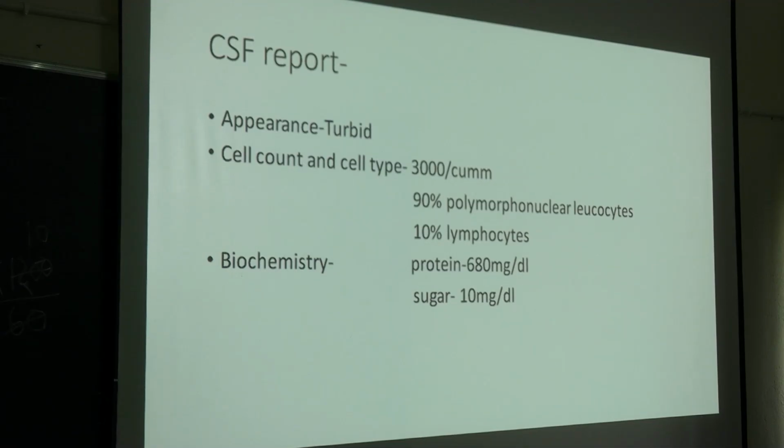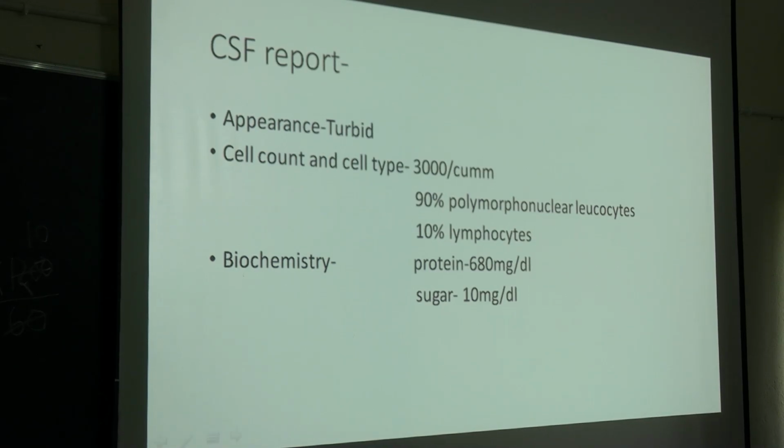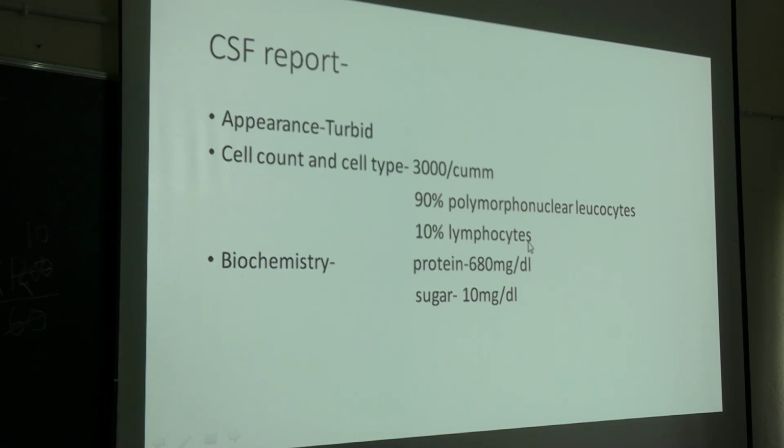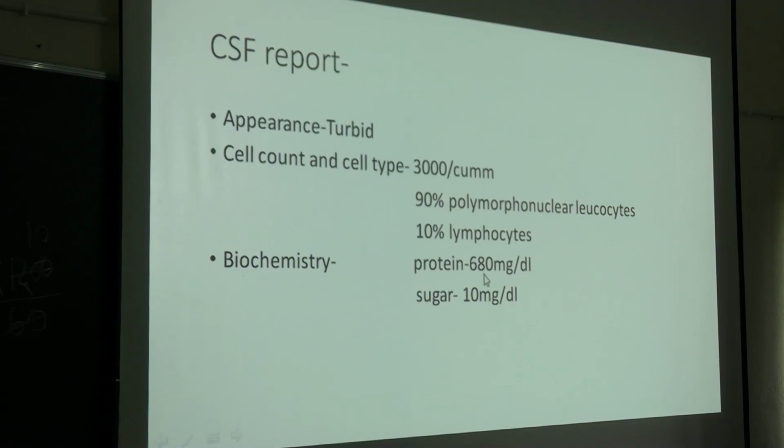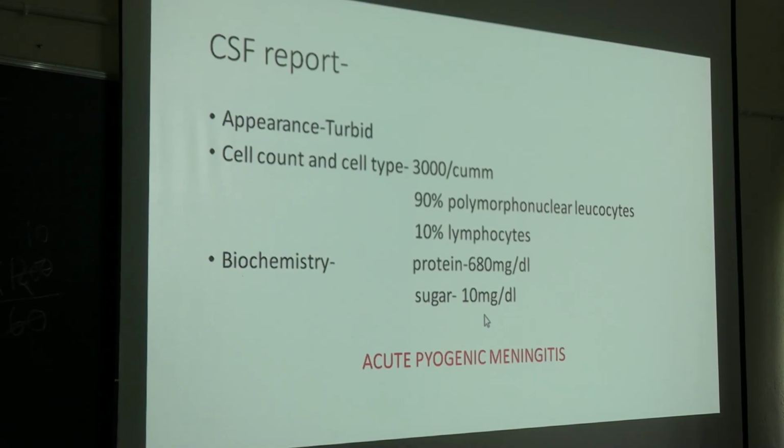Now look at this. Appearance is turbid. Cell count and cell type is 3000 per cubic millimeter. Cell count has increased. 90% is the polymorphs, 10% is the lymphocytes. Protein amount is increased, 680, sugar is decreased. So you are suspecting acute bacterial meningitis. কি কি দেখে বুঝলি? সেল কাউন্ট বেড়েছে, মোস্ট অফ পলিমরফস, প্রোটিন বেড়েছে, সুগার কমেছে. So it is a case of acute pyogenic meningitis.